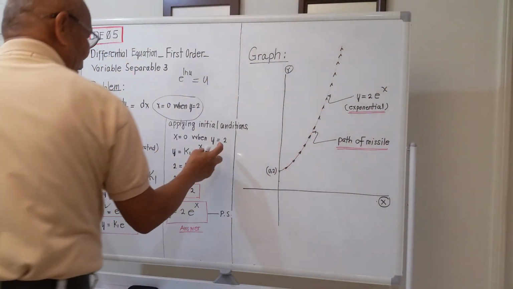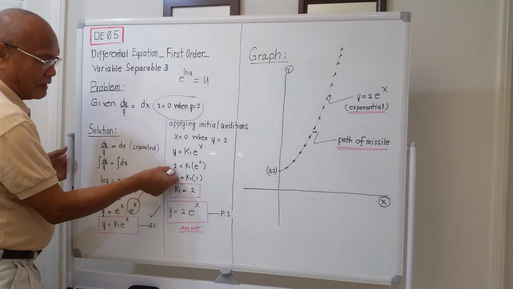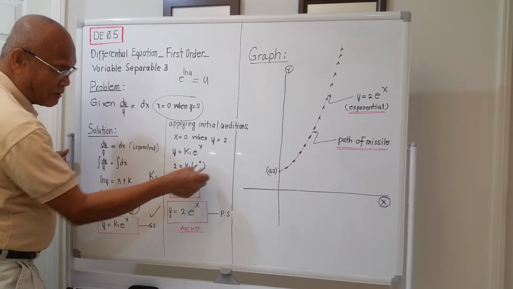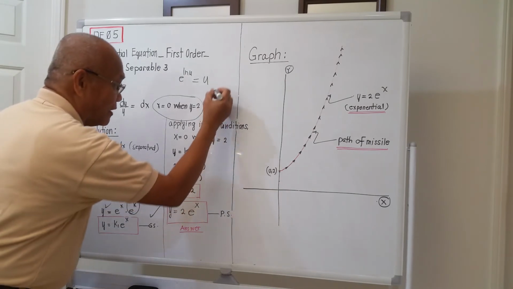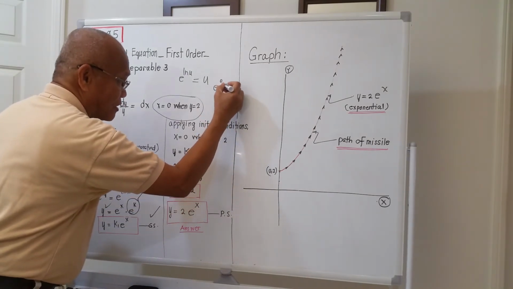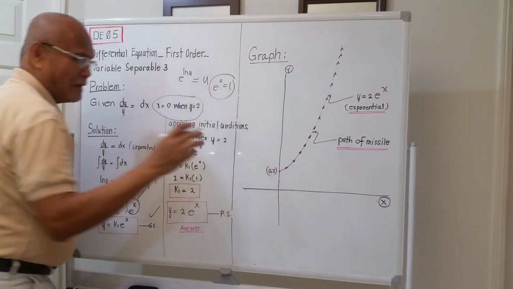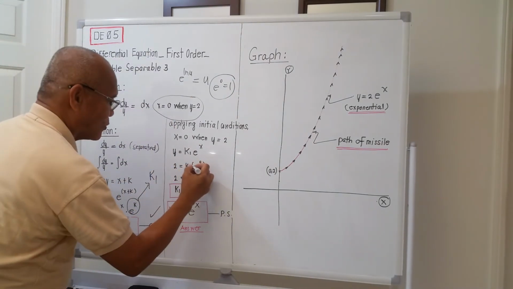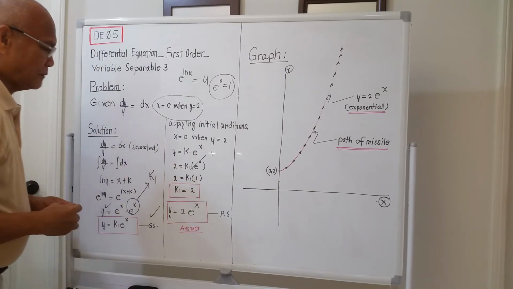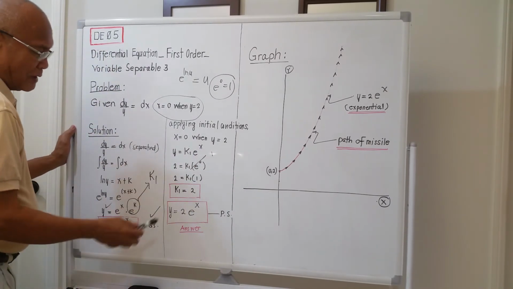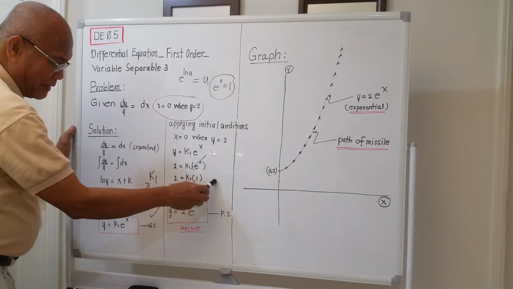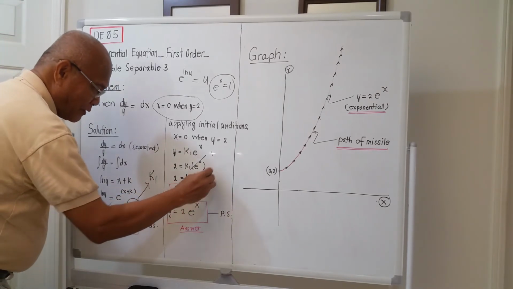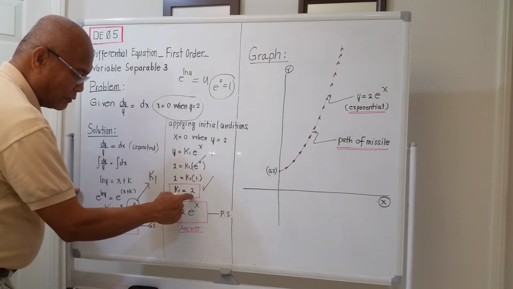Y is 2, so this should be 2 equal to k1 times e raised to x, which is 0. But e to the 0 is equal to 1. Any number raised to a 0 power is equal to 1. So actually this is 1. Simplifying this one, 2 now will be equal to k1 times 1, or k1 is equal to 2. The unknown constant of integration k1 is actually with the value 2.